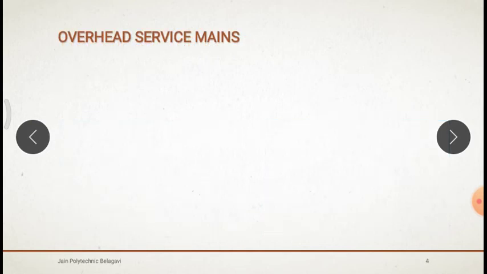In the last class we already discussed what is a service main. The transmission and distribution system will be there, but from the pole to our home, how we are taking the connection, that distributor line is called the service main, from pole to the meter board, that is our consumer section. That is what we discussed about the overhead service mains. To connect that overhead service main, what are the materials we require to install it and which specifications of materials we require, all we'll discuss now.